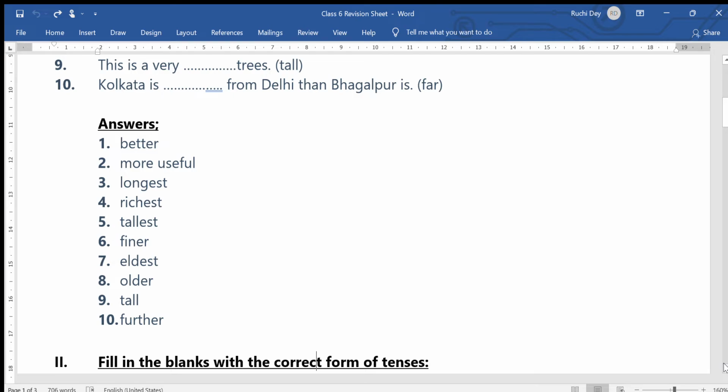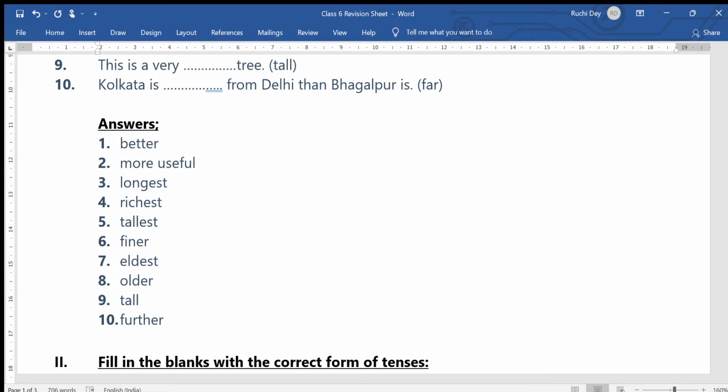This is a very dash tree. Well, I think this is going to be: we're going to skip off the S here, and that's the correct option. This is a very tall tree. Now, no superlative form, no comparative form. It's just a simple adjective form. This is a very tall tree.